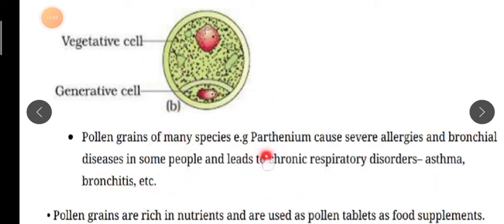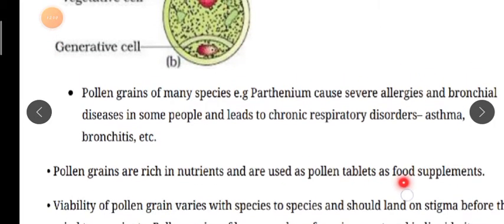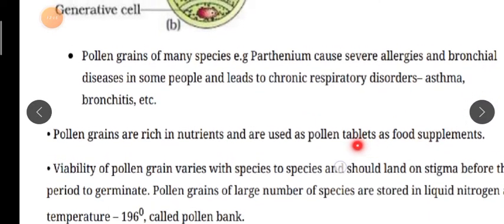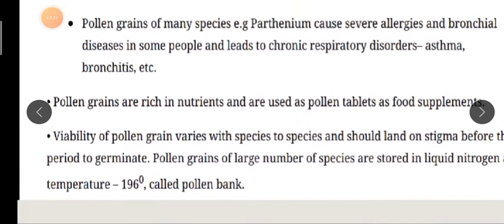Since it is very small in structure, it can go very easily inside the respiratory tract of human beings. Also, pollen grains are very rich in nutrients, and they can be used as pollen tablets and food supplements, because they are very high in nutrients. These are the uses. Visibility of pollen grains varies from species to species. They are so small that sometimes you cannot see them even with naked eyes, but some you can see. It depends upon which species it belongs to.